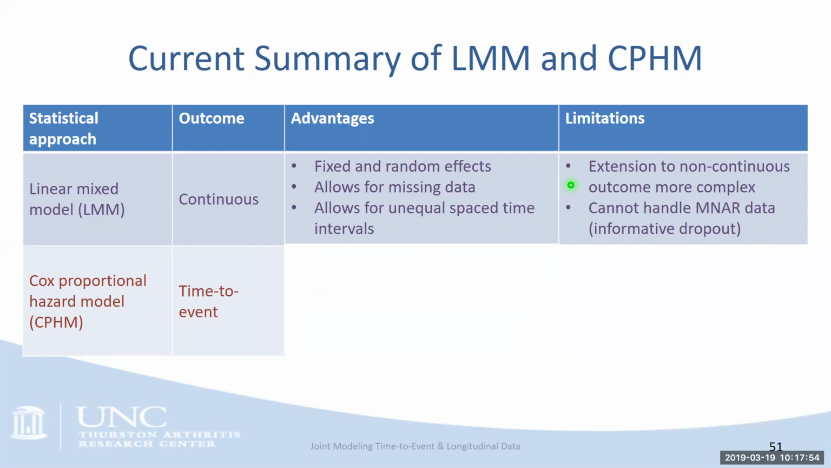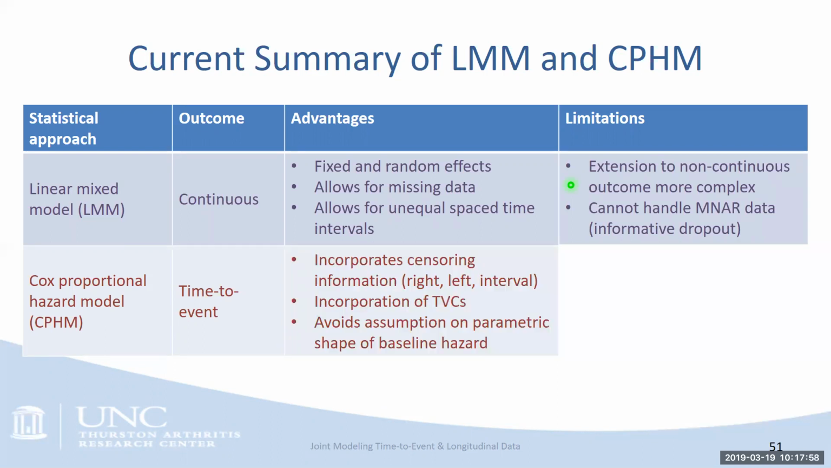And this is something that Liubov will go into later on. She will come back to this. And we also saw that with the Cox proportional hazards model, we're dealing with time to event outcomes. We can incorporate censoring information. Specifically, we talked about right censoring, but of course left and interval censoring as well. We can extend the model to time-varying covariates, and specifically with CPHM as compared to parametric models, you can avoid the assumption of a shape baseline pattern.